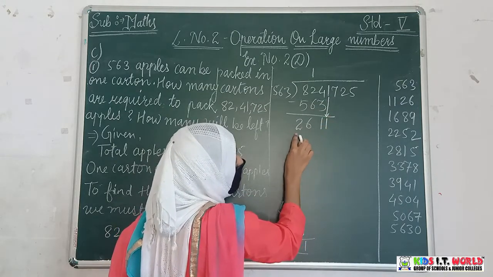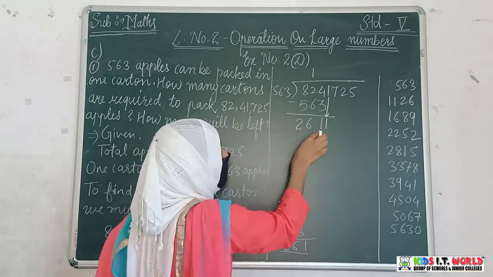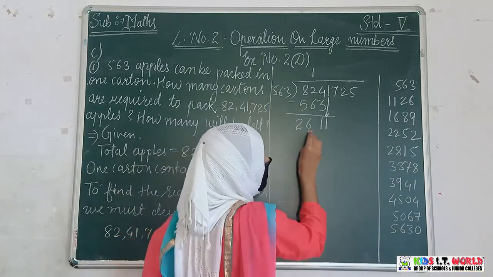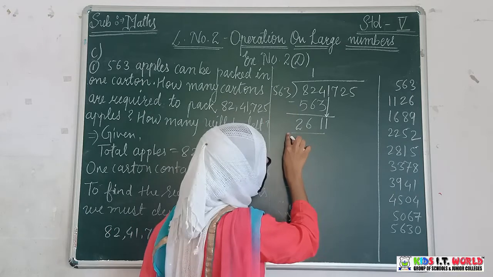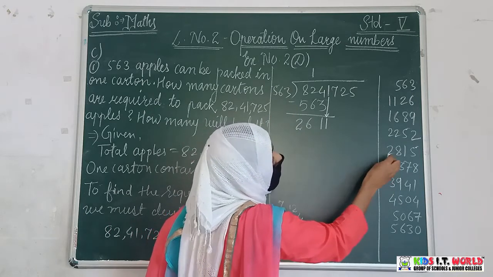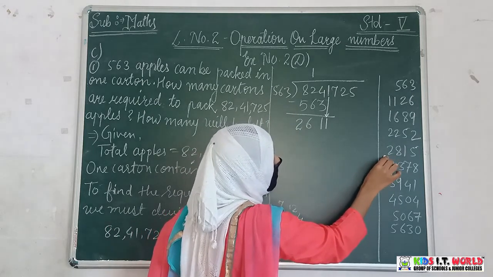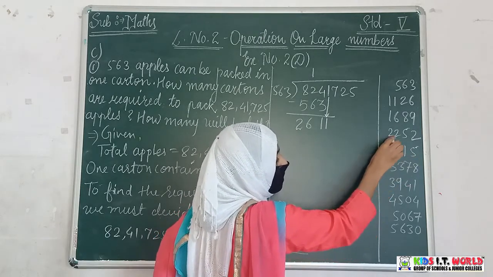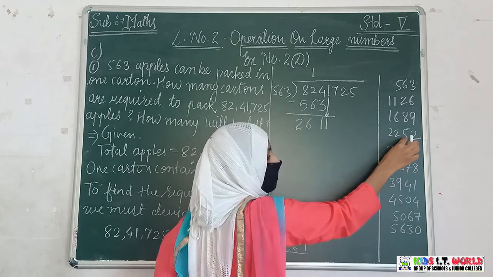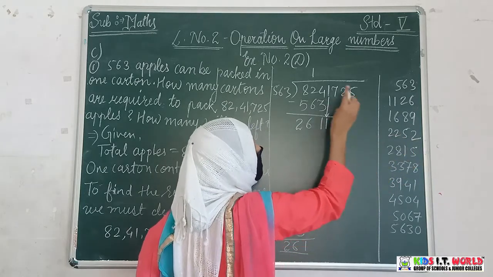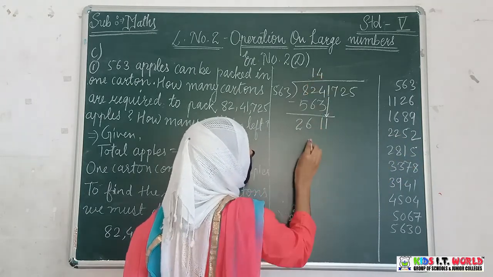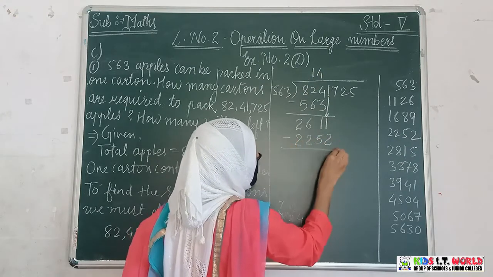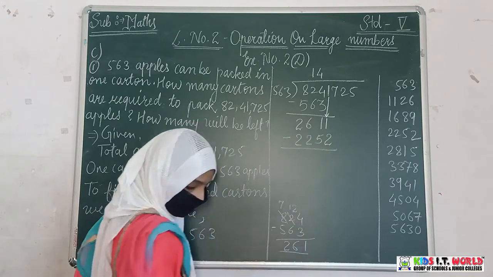Now this number is 2611. We have to divide this number by 563. Observe the table. Does the table have 2611? No. We have a greater number, 2850. So less than that we have 2252. So 563 fours are 2252. Now subtract it in the rough work.